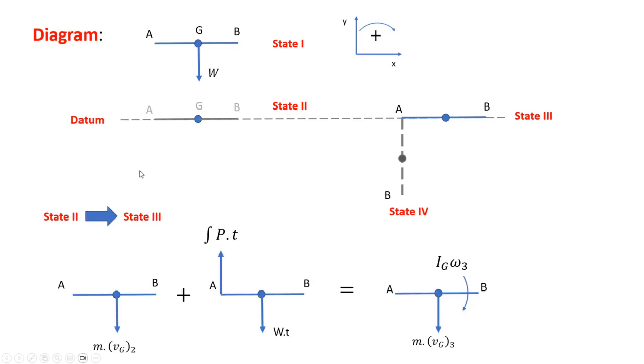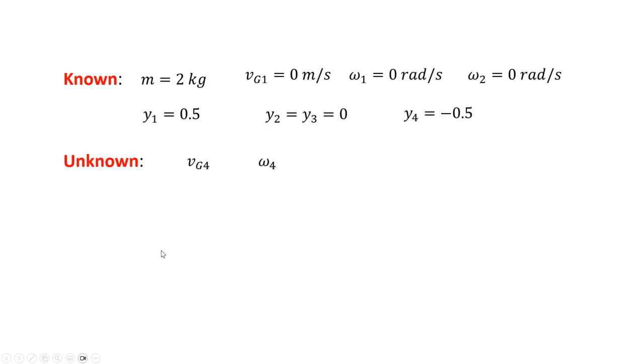So from state 2 to state 3, the equation is going to be that the mass multiplied by the velocity of the point G2, plus the conservation we have here for the momentum, the WT, and the force at the point A going upward, is going to be equal to the IG omega 3 plus m vG3 multiplied by r. So exactly like what we did in the previous question.